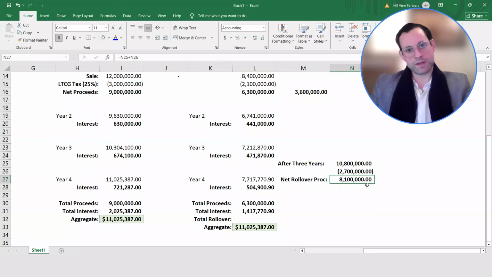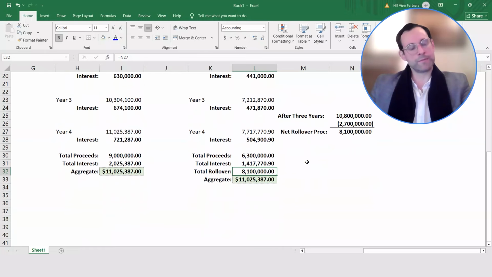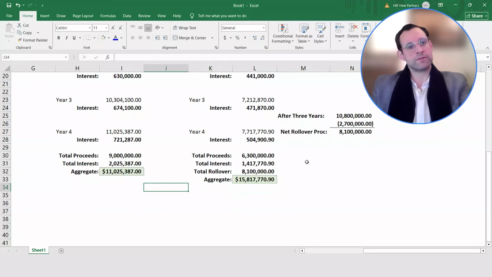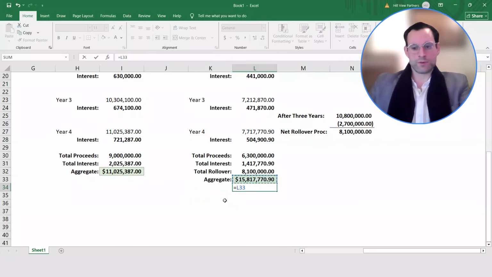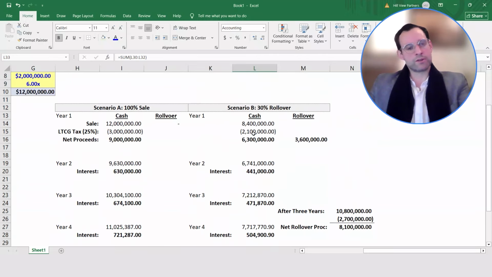Is 8.1 million. So now let's carry that over here. Say 8.1 million. So in the aggregate, the total proceeds, we're looking at $15.8 million versus, in this case, 11.025. If you were to say how much more is it, I mean, it's 43% more based on allowing the money to roll over.